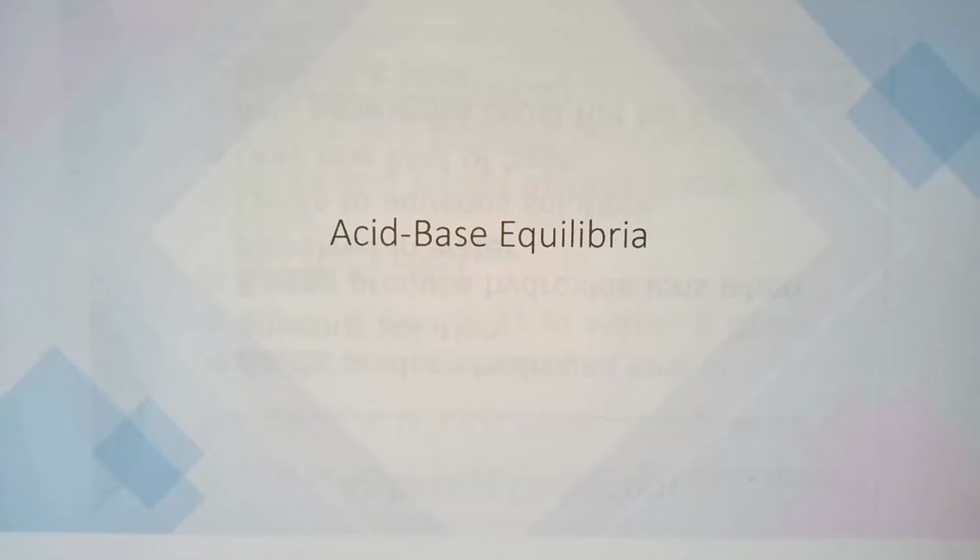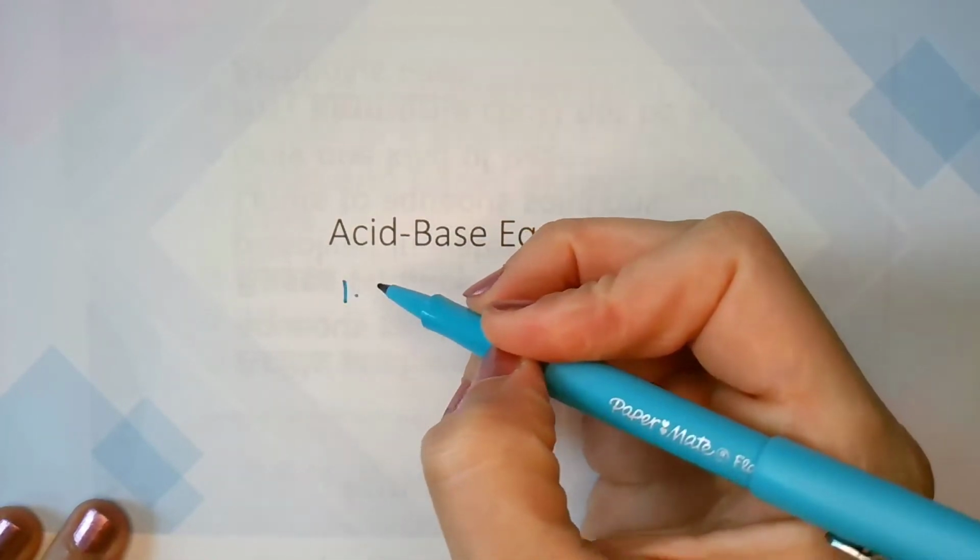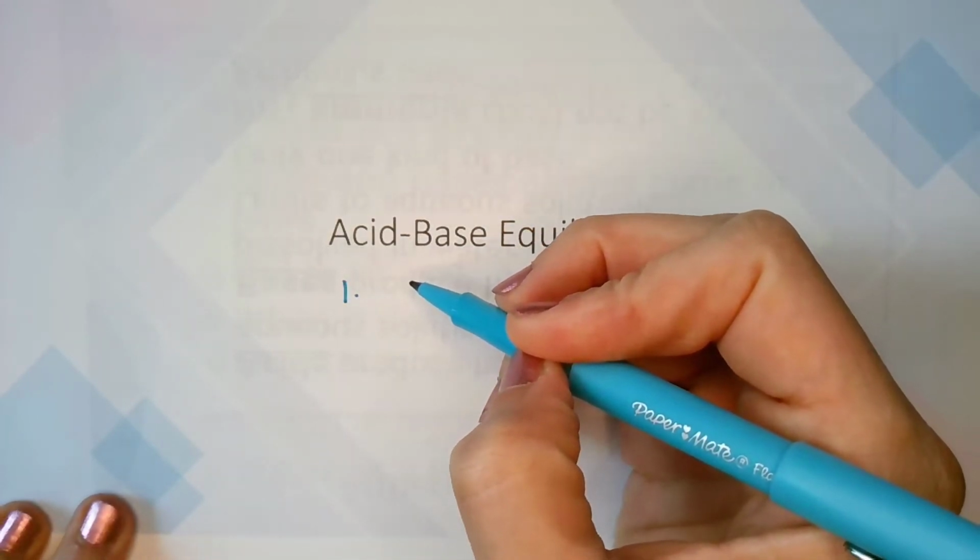Here begins a lesson on acids and bases and how they relate to equilibrium. Again, it's another opportunity to practice our equilibrium expressions, but this time dealing with acids and bases. Our unit will start off with a review of the definitions of what an acid and a base is.